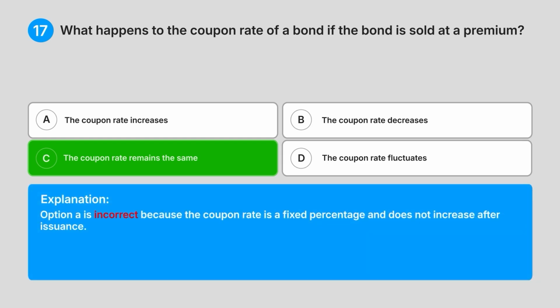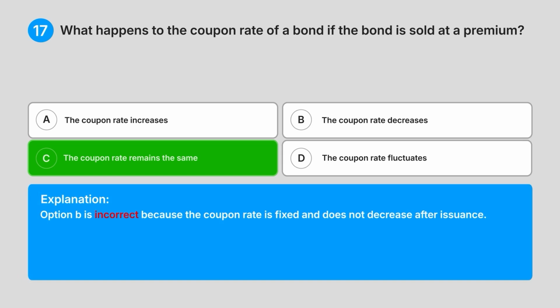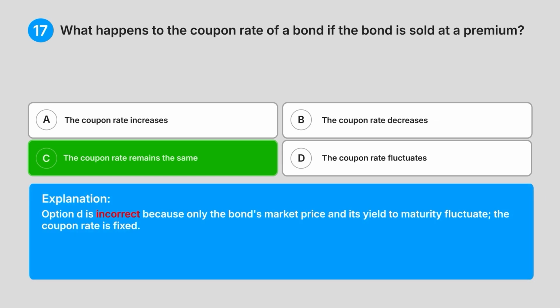Option A is incorrect because the coupon rate is a fixed percentage and does not increase after issuance. Option B is incorrect because the coupon rate is fixed and does not decrease after issuance. Option D is incorrect because only the bond's market price and its yield to maturity fluctuate. The coupon rate is fixed.